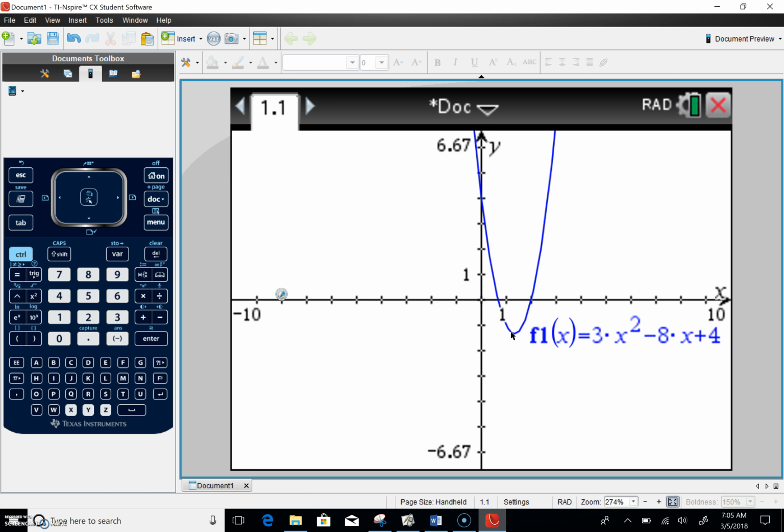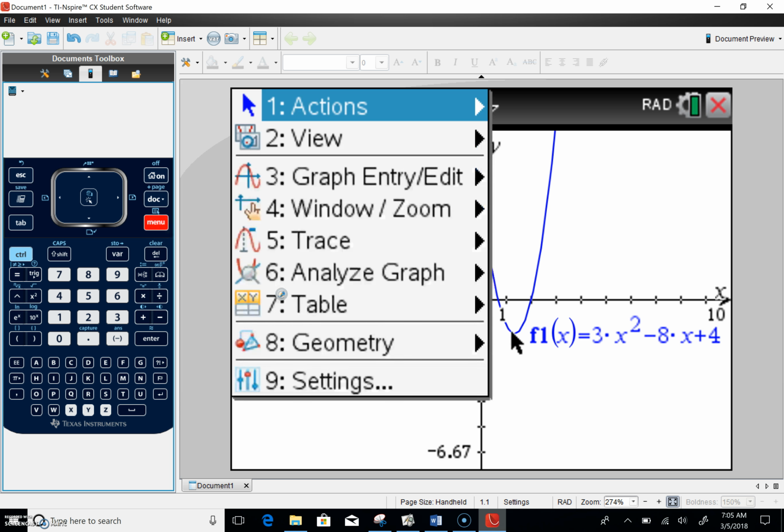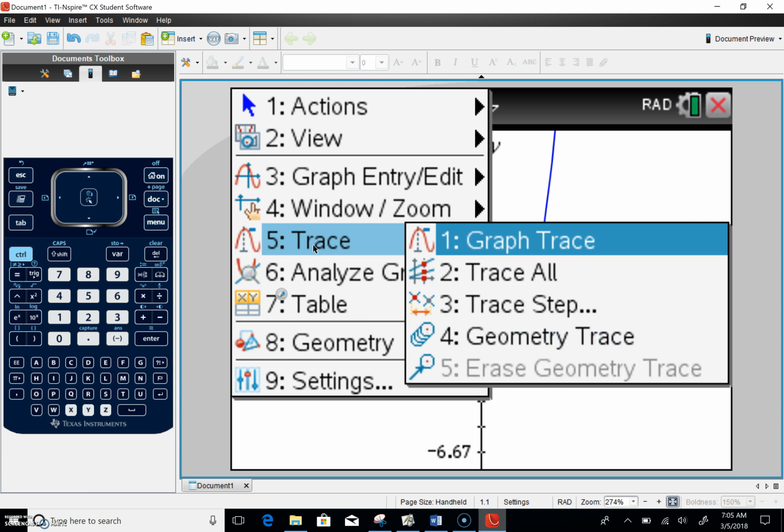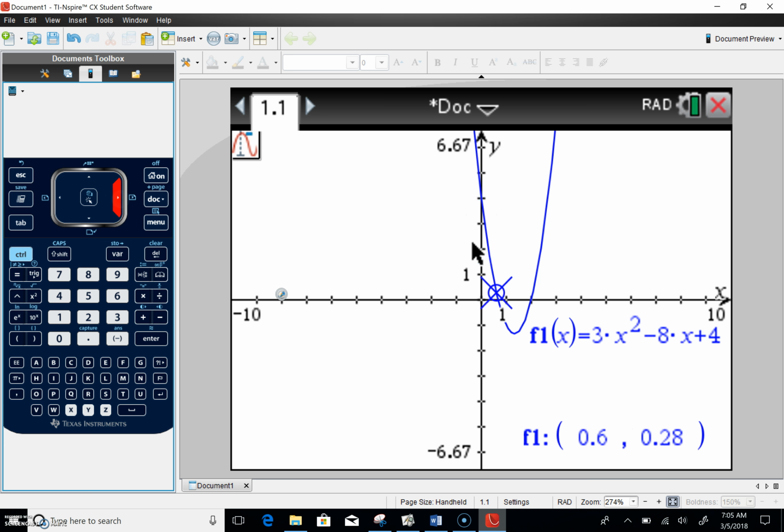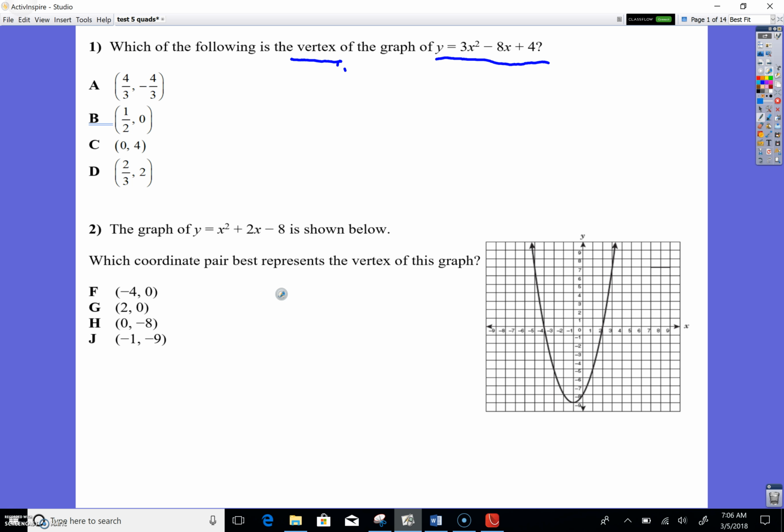But we really don't know where it is, so I'm going to go menu, trace, graph trace, and you just have to go down until the calculator tells you where the vertex is. Since the vertex is a minimum, it's 1.33, negative 1.33.